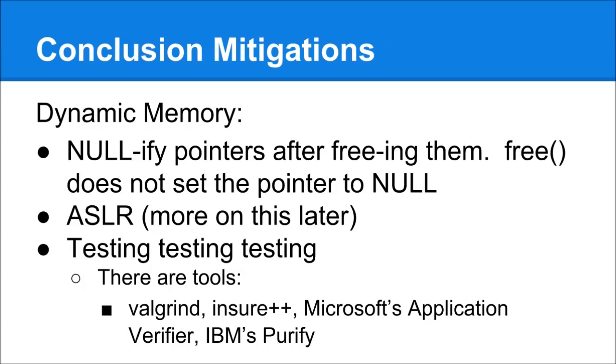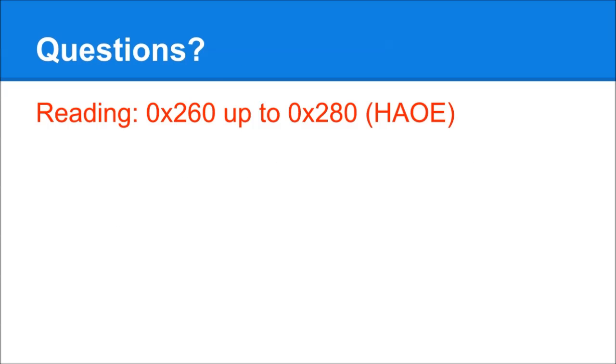So, concluding mitigations for dynamic memory: nullify pointers after freeing them. Free does not set the pointer to null. It also does not zero out the memory either. ASLR is important, and we'll cover that later. And testing is really good: Valgrind, Insure++, Microsoft's Application Verifier, and I've heard good things about IBM's Purify. I haven't had the chance to use it.